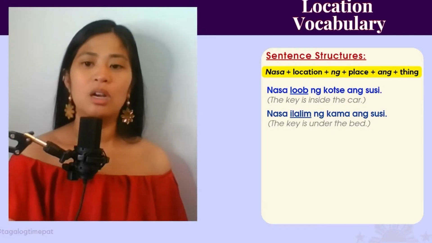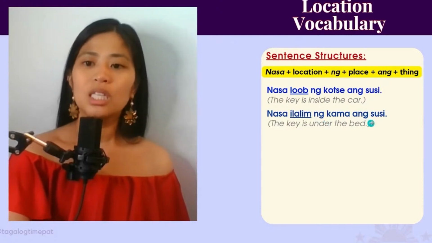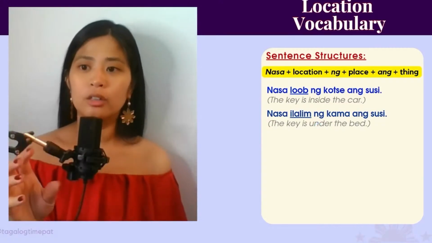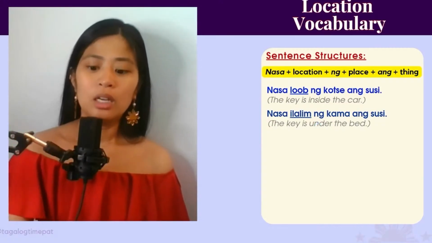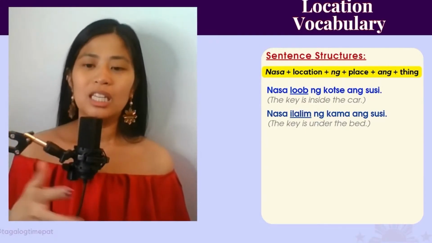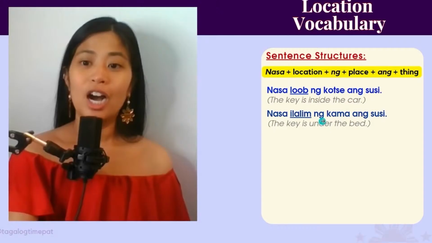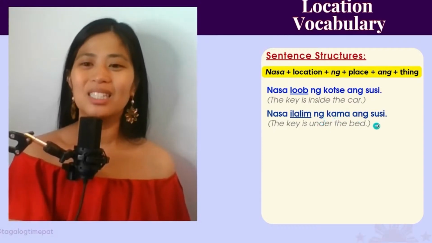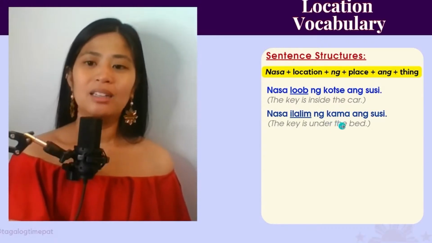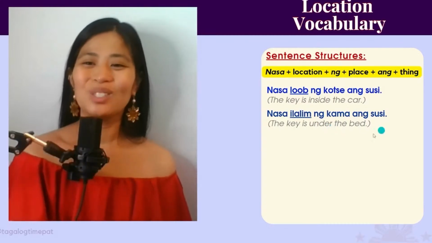So people ask me all the time, when do I use nang? When do I use ang? So these words, sometimes they are prepositions, sometimes they are articles that go before a noun. Just try to think about it as the translation. So the key is under the bed. So under of the bed, the key. That's how this is literally translated. Ng kama is like of the bed. It's under of the bed. And then ang susi, the key.